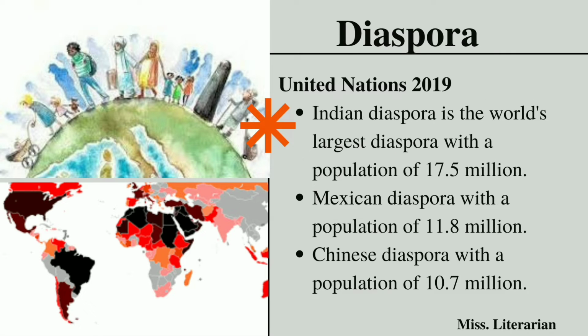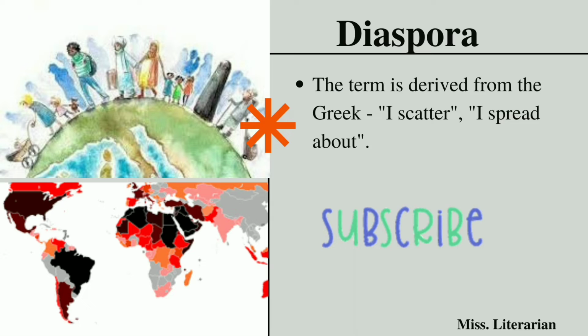According to the research conducted by the United Nations in the year 2019, the Indian diaspora is the world's largest diaspora with a population of 17.5 million, followed by the Mexican diaspora with a population of 11.8 million, followed by the Chinese diaspora with a population of 10.7 million. The term diaspora is derived from the Greek, meaning I scatter, I spread about.